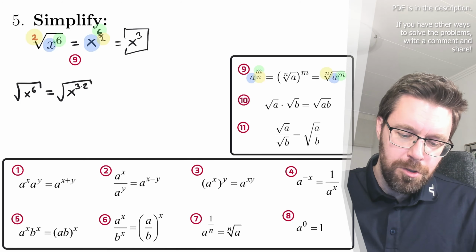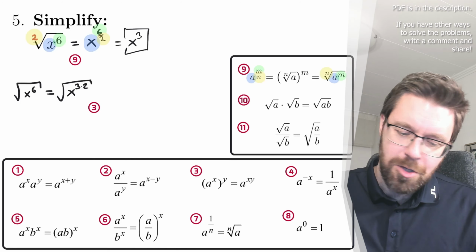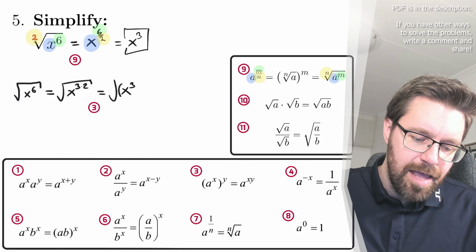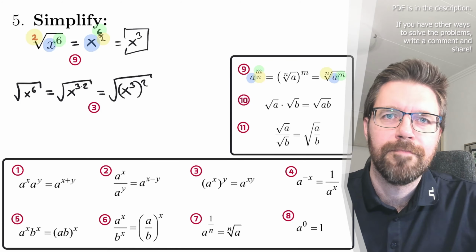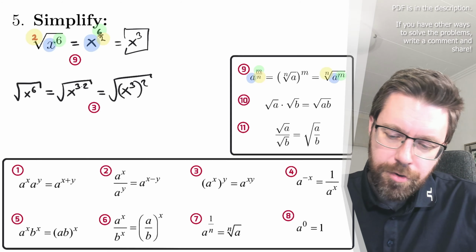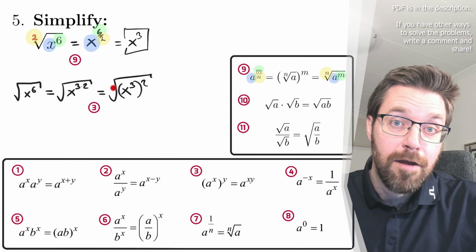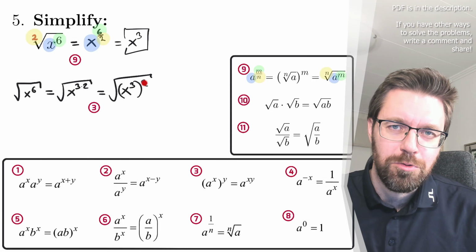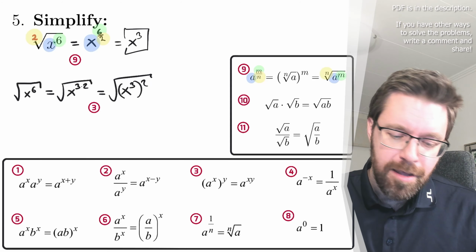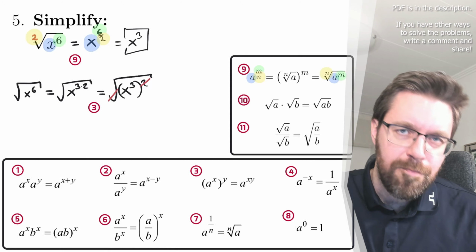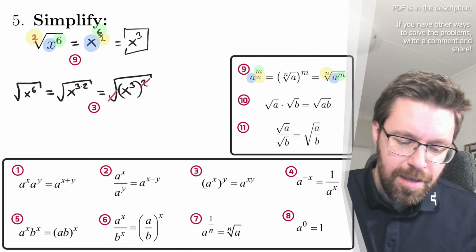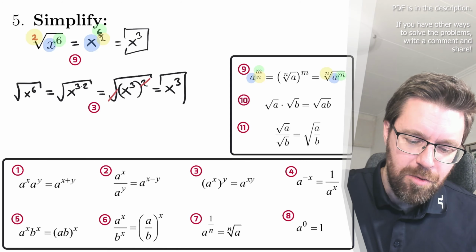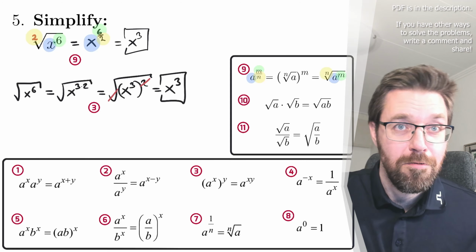So if you use rule number 3, then you can write it like this: the square root of x raised by 3 and then raised by 2. And then we know that the square root is the inverse operation to raising a number with the exponent 2. So we can cancel these out, the square root and the exponent 2. We cancel them out, and then it will become x raised by 3 again. So you can do it like this.